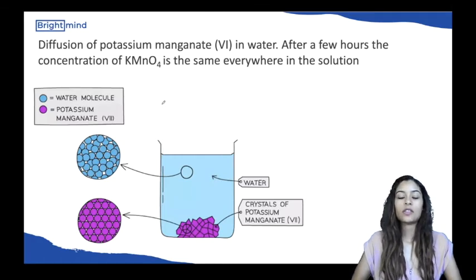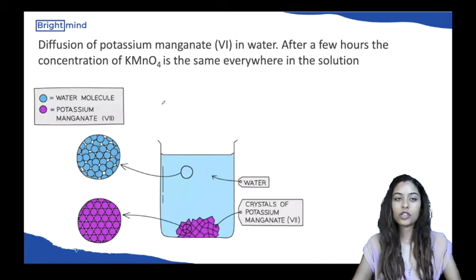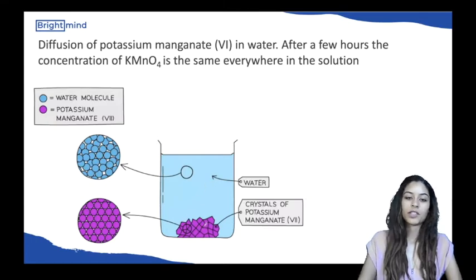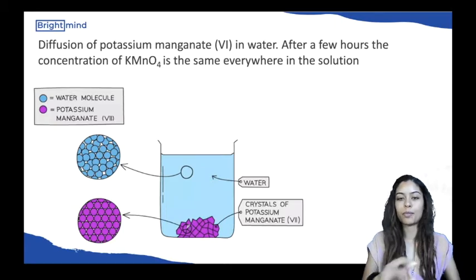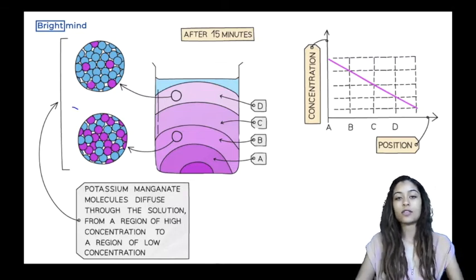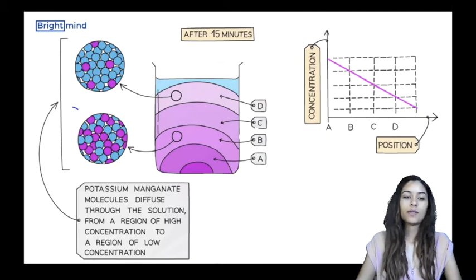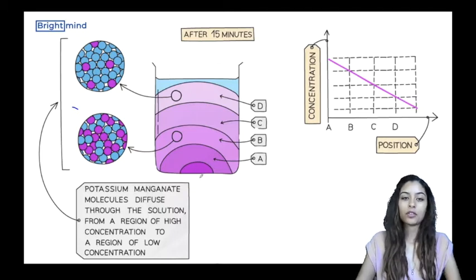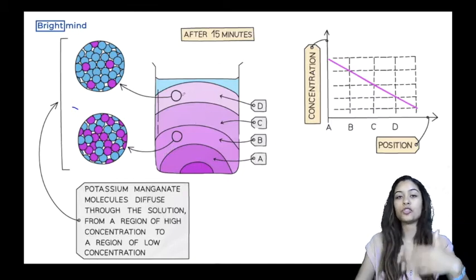We can see this is an experiment to show the diffusion of potassium manganate in some water. After a few hours, the concentration of the potassium manganate is going to be the same throughout the solution. Right now we have water everywhere, and we have the potassium manganate in just one part of the beaker. Potassium manganate is purple, and it begins to diffuse slowly. The potassium manganate molecules diffuse throughout this solution from a region of high concentration, which is just beneath A, to a region of low concentration, which is just above D.